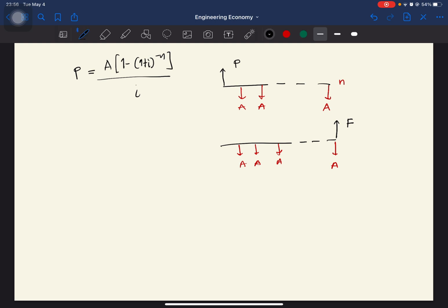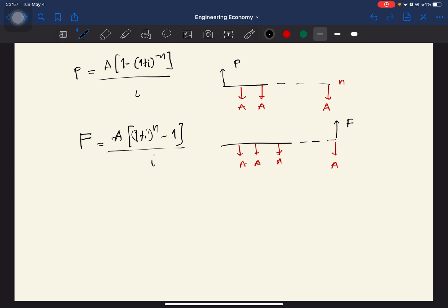For us to apply the formula, dapat masunod itong mga scenario na yan. That P is 1 period behind and F is just on the date of the last payment. And we have that formula here. Future worth is equal to A times 1 plus I raised to n minus 1 over I. Okay, so those are our formulas.